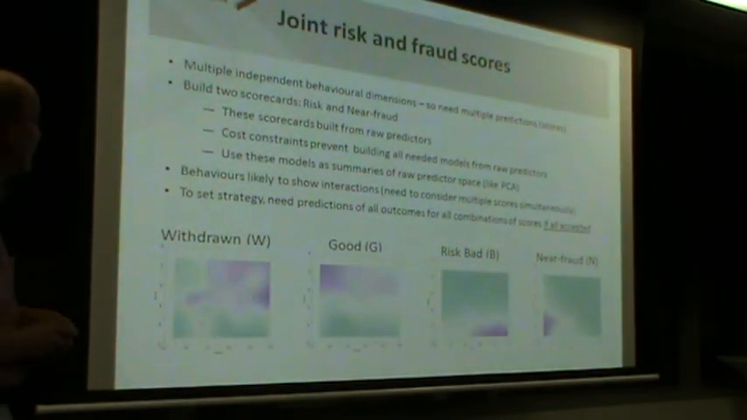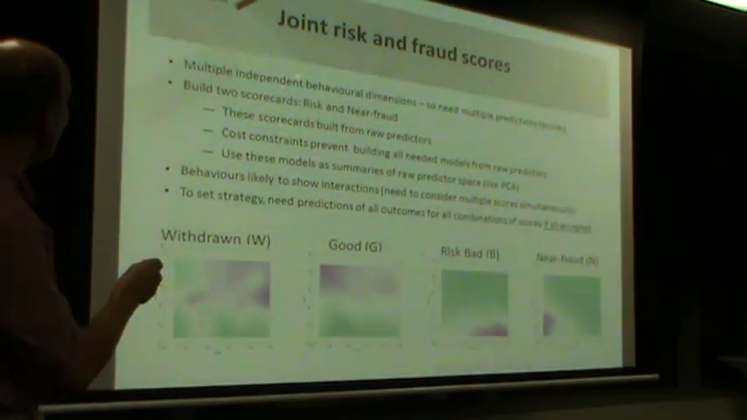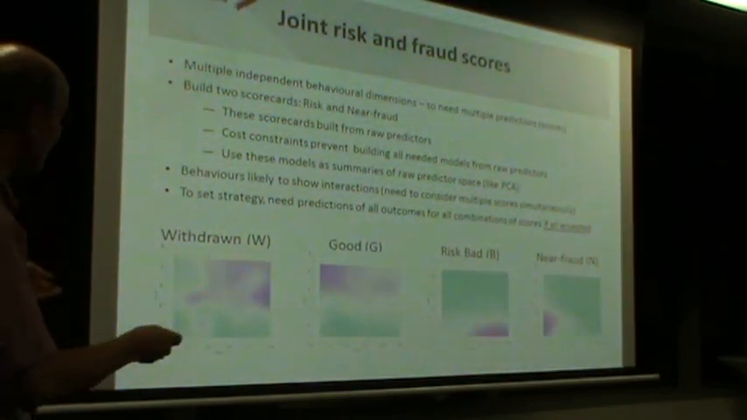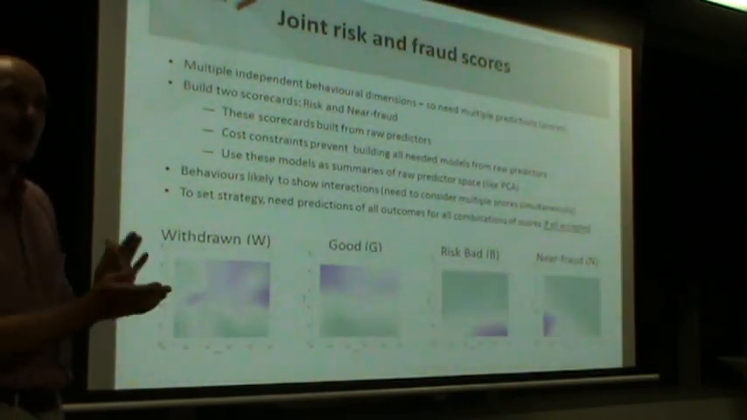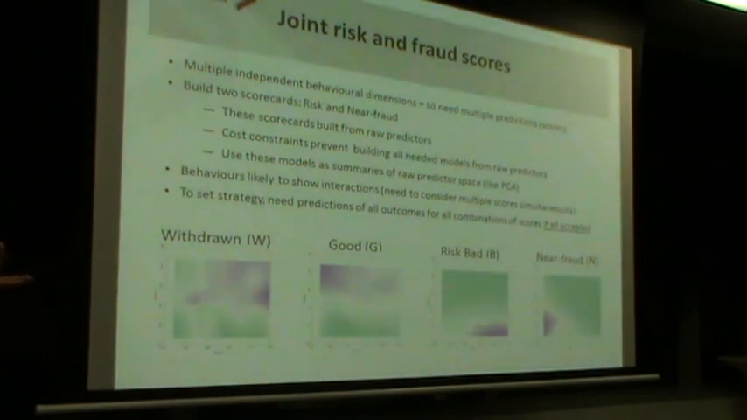Sorry, obviously I should have said that we've got these multiple independent behavioural dimensions, that's why we need multiple scores. The other is, if you look at these patterns, you can see that there are interactions going on, so we need to consider the two scores jointly in order to make best use of the data.